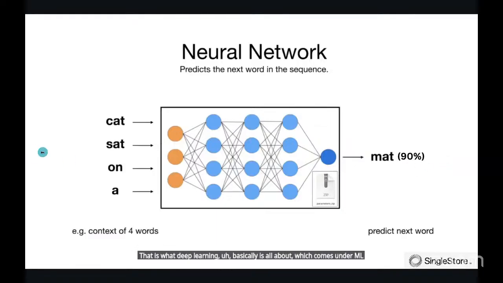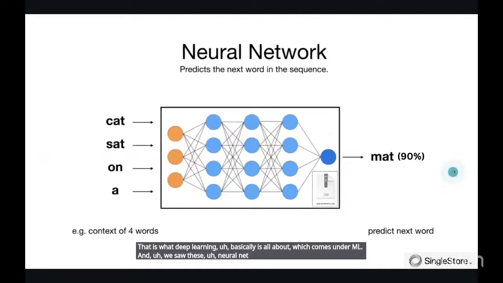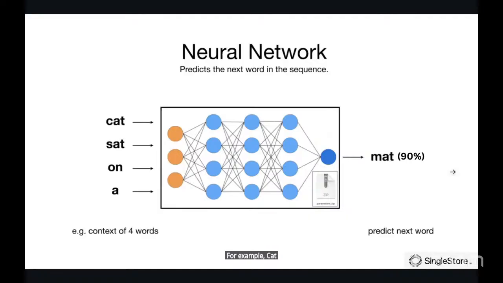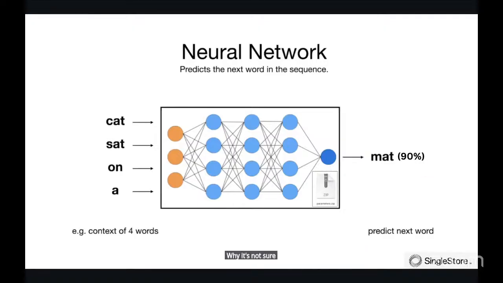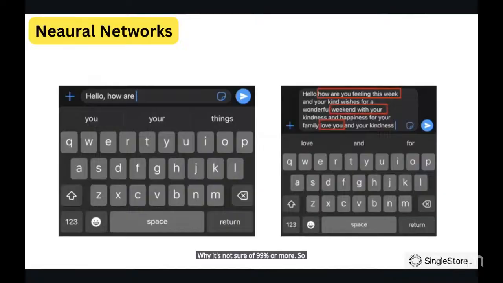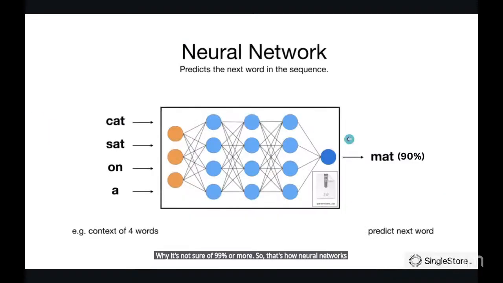And we saw these neural networks, right? What are they? Neural networks basically help you predict the next word in a sentence, in a sequence. For example, "cat sat on a", so "mat", it can be something else. As you can see, it basically predicts the next word. And here the probability of the next word is only 90%. I'll tell you why it's only 90%, why it's not sure of 99% or more. That's how neural networks basically work.